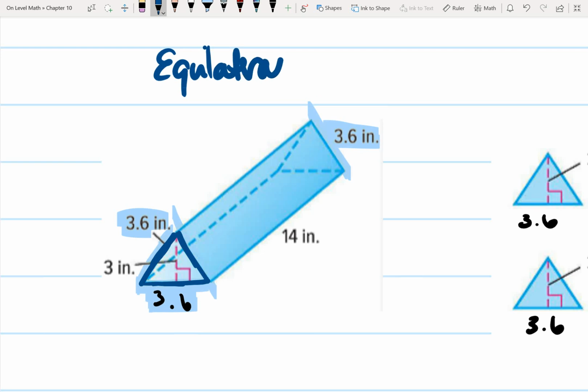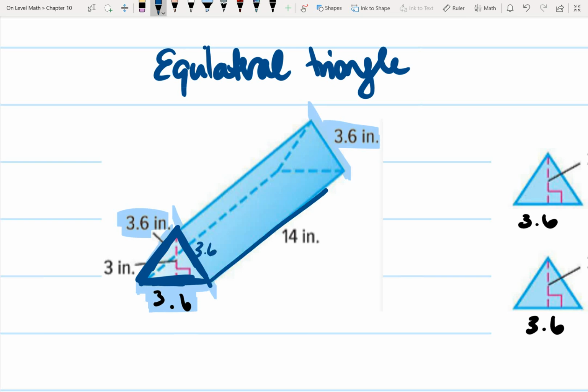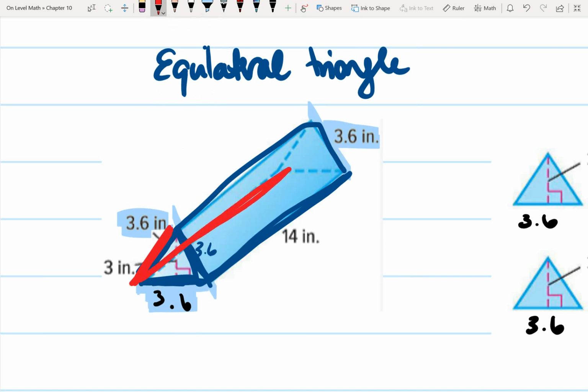Equilateral triangle. If you have an equilateral triangle, that means all sides are the exact same length, which means it's 3.6 by 14 to get this long rectangle. And then on the other side, it's, let me get a different color. This side is 3.6 by this whole length, the height of the prism is 14 still.